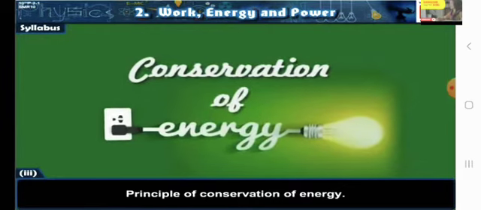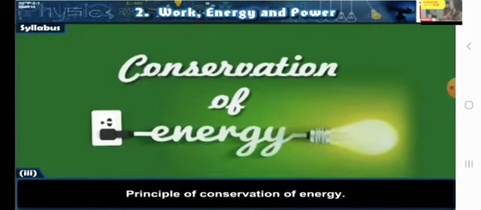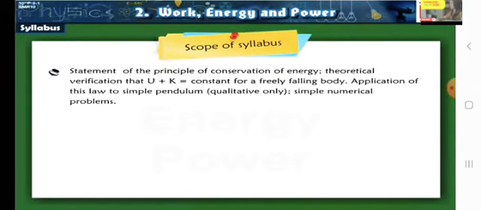Third, principle of conservation of energy. Scope of syllabus. Statement of the principle of conservation of energy. Theoretical verification that U plus K is equal to constant for a freely falling body. Application of this law to simple pendulum, qualitative only. Simple numerical problems.